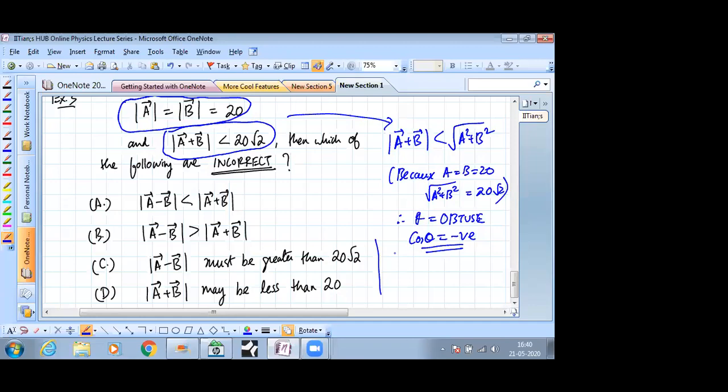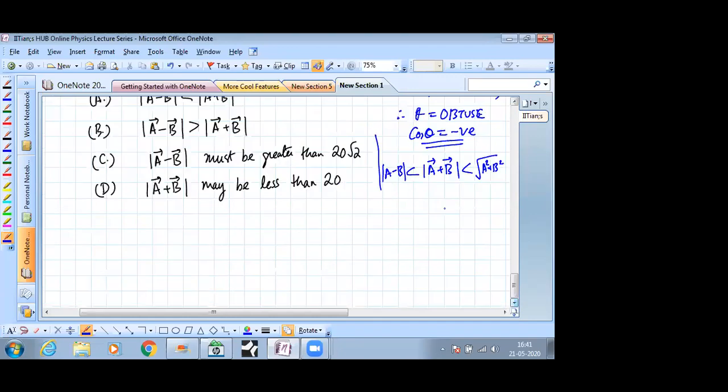Okay? So the moment cos theta is negative, what we understand further is that A plus B will be less than root of A square plus B square, and at the same time greater than the difference of A minus B. And here the difference of A minus B is 0. So that means the range of values of A plus B is between 0 to less than 20, I'm sorry, 20 root 2. So this is one step.